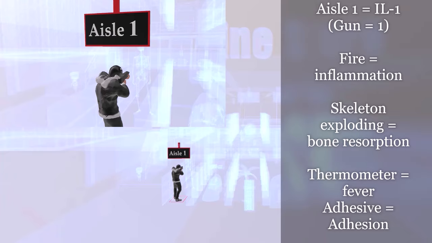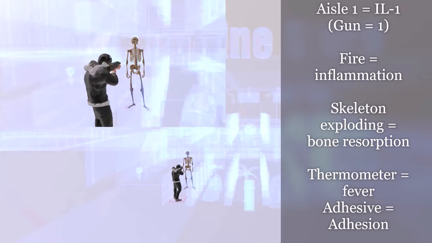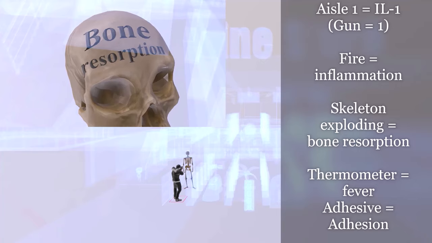And what was the man shooting? The random skeleton in the aisle. And he would explode the skeleton with his bullets. The skeleton exploding reminds us of bone resorption, that cytokine 1 promotes bone resorption through osteoclast activating factor.